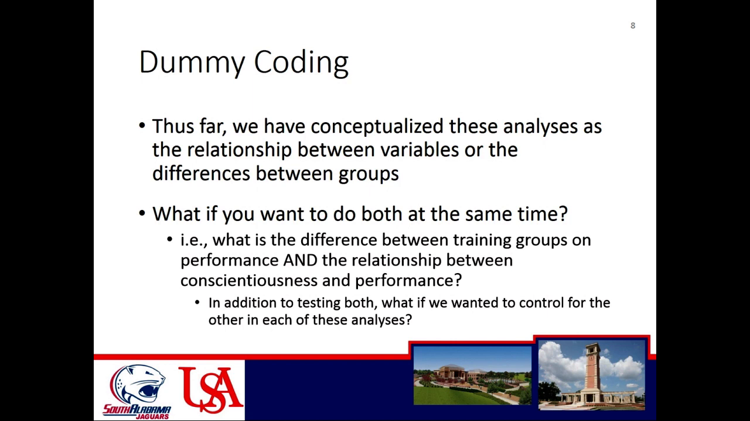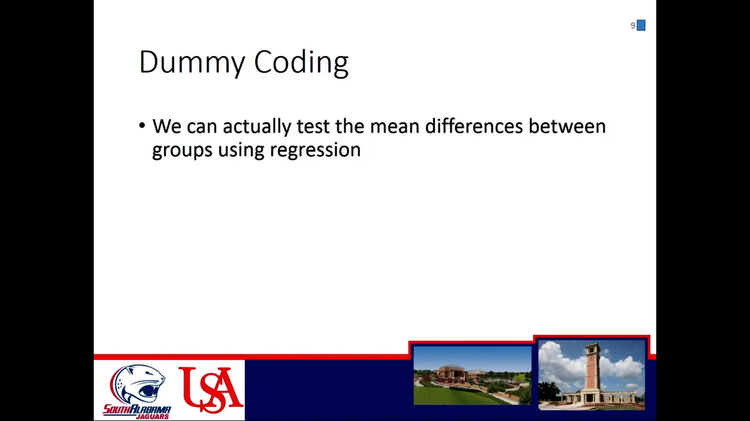So therefore, we have very valid instances where we might want to do both, look at the difference between groups, such as the difference between training group A and training group B, as well as look at the linear relationship between variables such as the predictive ability of conscientiousness in predicting job performance. We might want to do both at the same time. And we can actually do this using regression, believe it or not.